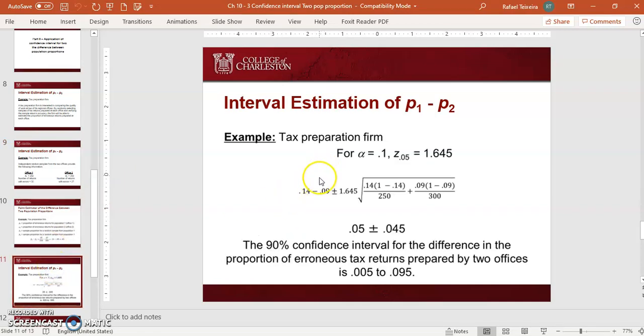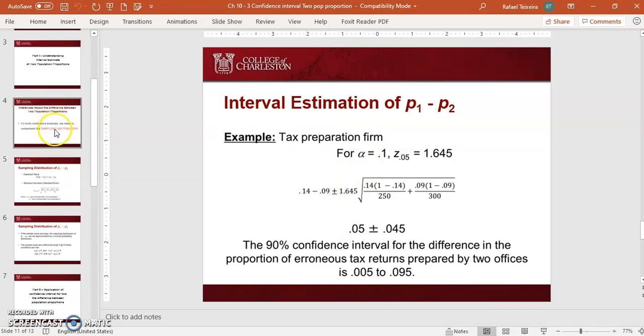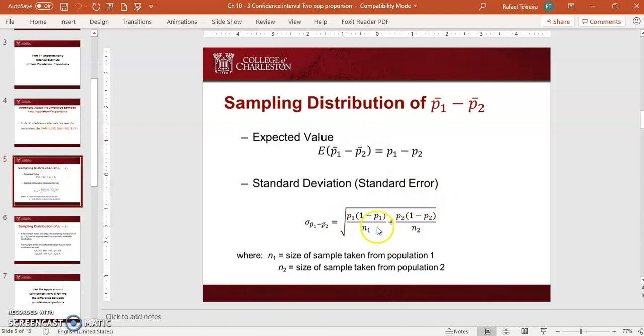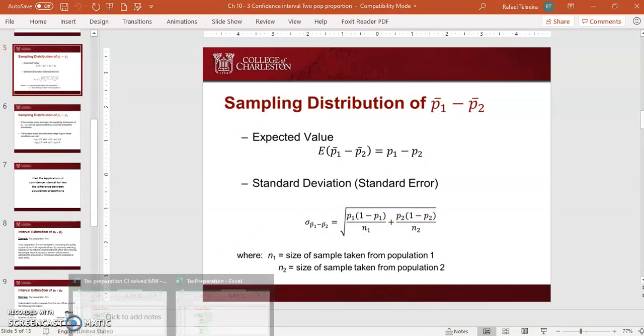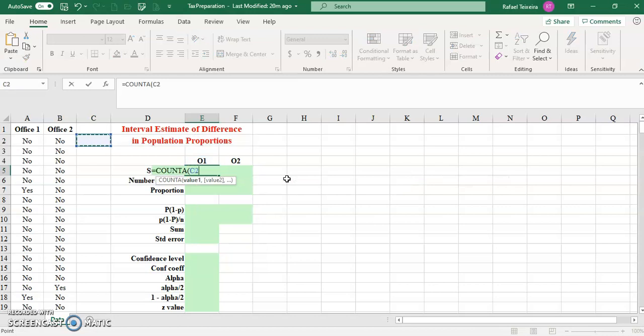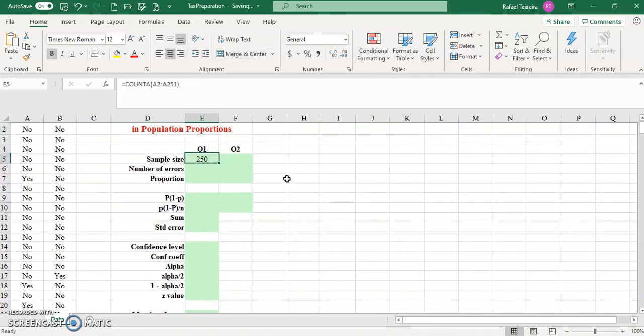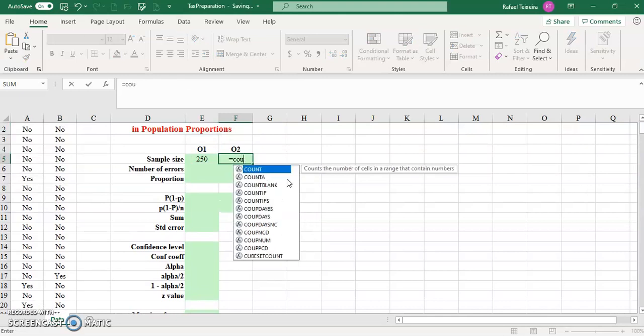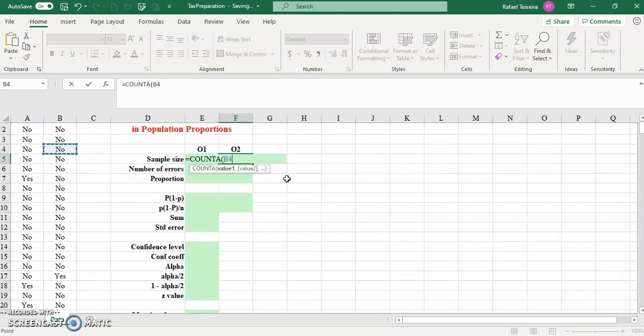I'm going to use the formula where I have the difference in proportions plus and minus a z-score multiplied by this standard error. I'm going to do that in Excel. So let me open the file tax preparation. Tax preparation is the name of the file. I have office 1, office 2, and we're going to estimate the differences. For office number 1, sample size, I'm going to use the formula COUNTA to determine the sample size here.